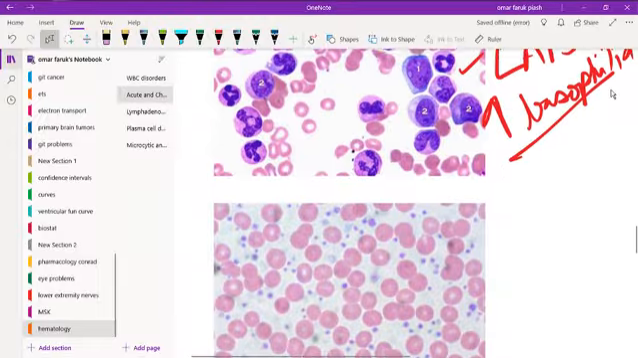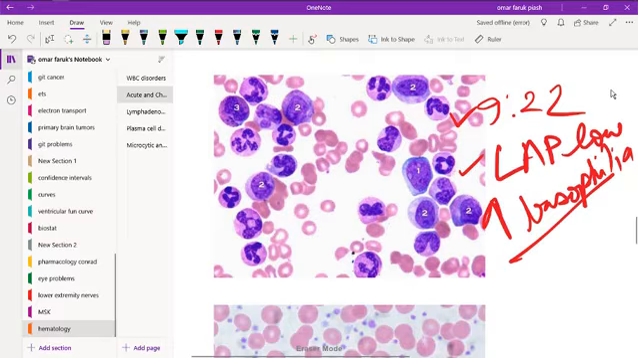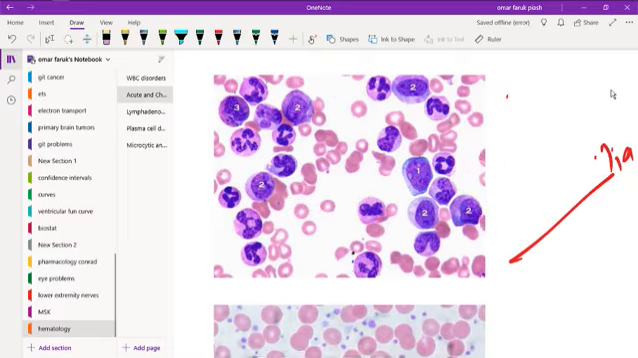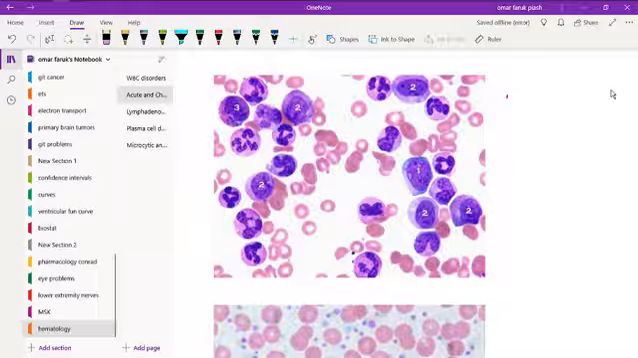Now another thing, polycythemia vera. There is neoplastic proliferation of the myeloid lineage, especially RBC. There is JAK2 mutation in polycythemia vera, in essential thrombocythemia, and in myelofibrosis. In these 3 cases there is JAK2 mutation, so you have to remember this.